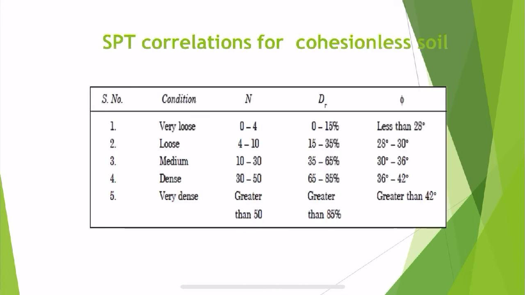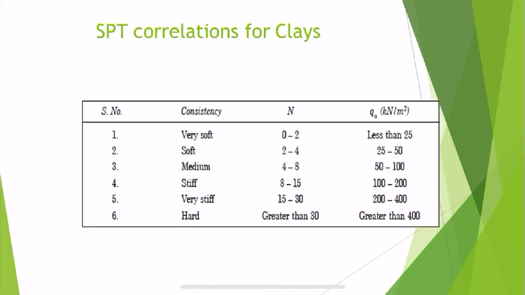Here are the SPT correlations for cohesionless soils. These are the correlations which we get for conditions from very loose to very dense, between SPT N value, depth ratio and the angle of internal friction. Then SPT correlations for clays. These are based upon the codebook. For soils from very soft to hard, they relate SPT values and unconfined compressive strength qu.